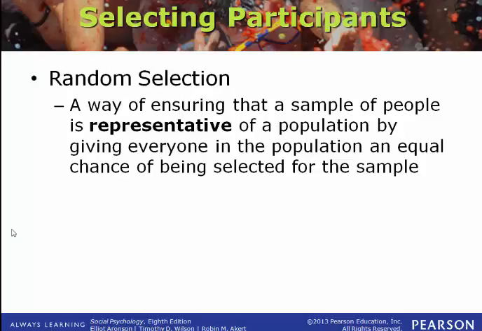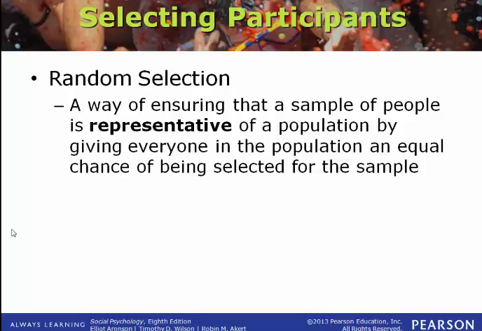Now, this is easier to do with a smaller population. If my population is all the students that are enrolled in this class, then all I have to do is put 25 names in a hat and draw however many I want in my sample, maybe 5 out. And that way, if I put all your names in a hat and I randomly draw out names, then every person has the same chance of being selected, right?